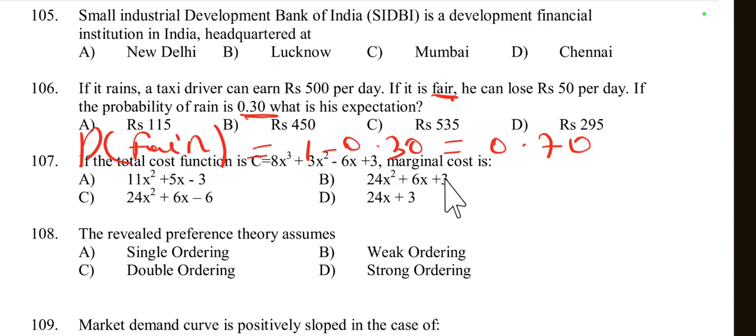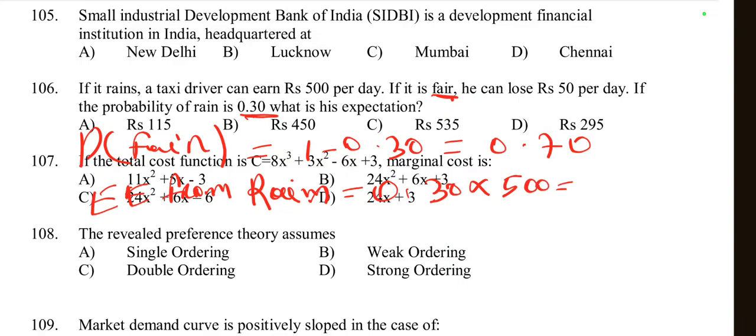First one is expected earning from rain. First we calculate from rain, then fair weather, then we deduct it. When it rains, what is the expected earning? Expected earning is equal to 0.30 into 500, because in rain the probability is 0.30 and the earning is 500. So 500 into 0.30 is equal to 150.